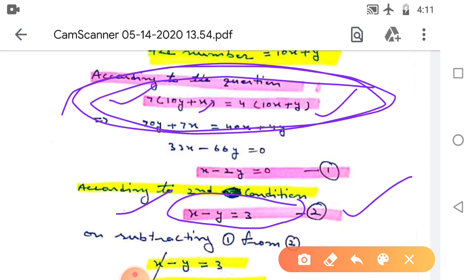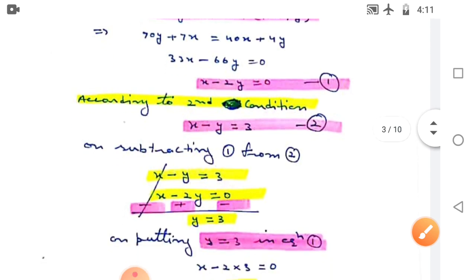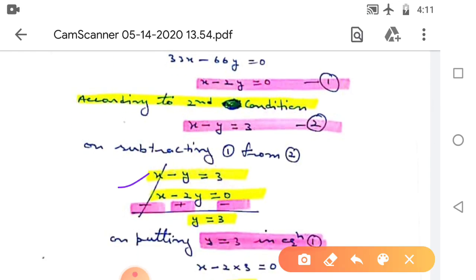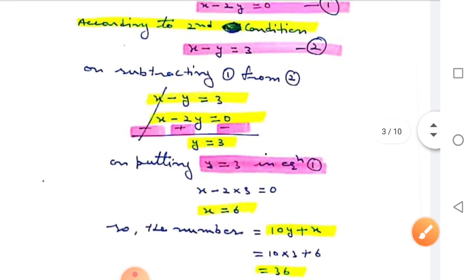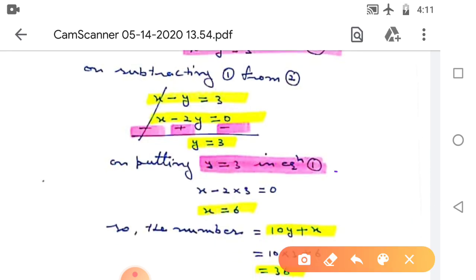Now we have two equations: x minus 2y is equal to 0, that is equation number 1, and x minus y is equal to 3, this is equation number 2. On subtracting equation 1 from equation 2, we get y is equal to 3. On putting the value of y as 3 in equation number 1, we get x is equal to 6.